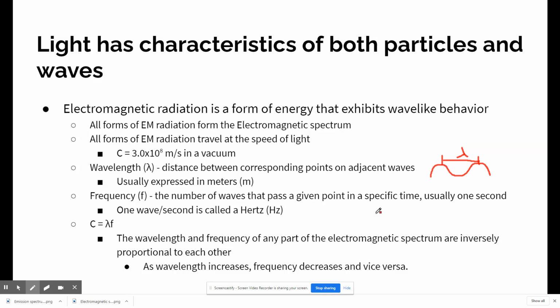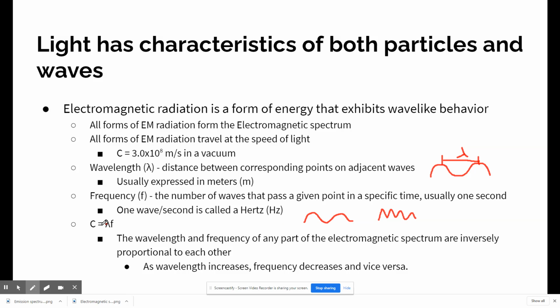Then they also have a frequency, which is how many wavelengths pass a certain point at a given time, which is usually the number of waves per second. And that is referred to as the hertz. So here, this would be a low frequency wave, and then this would be a high frequency wave. If these are both traveling at the same speed, then fewer waves are going to pass a given point per second with this wave than this one.